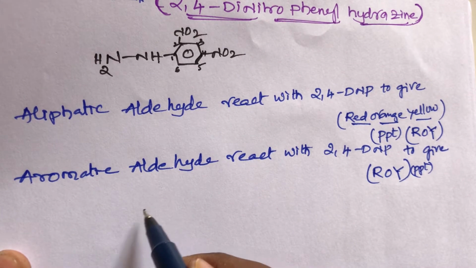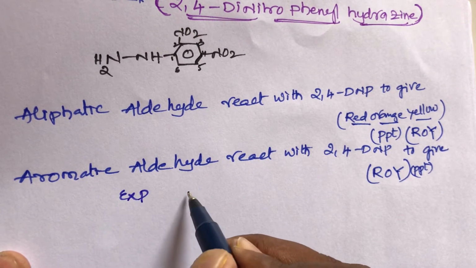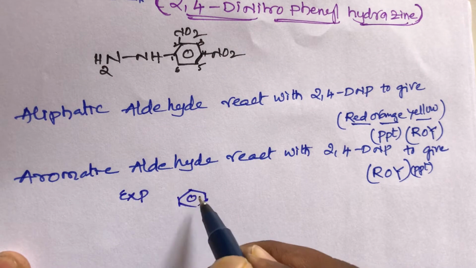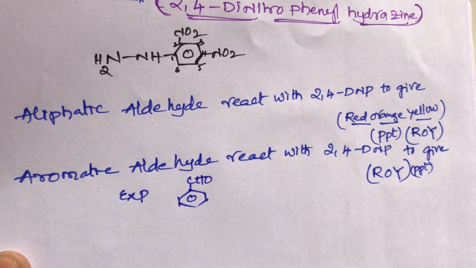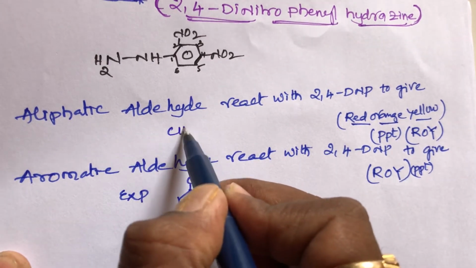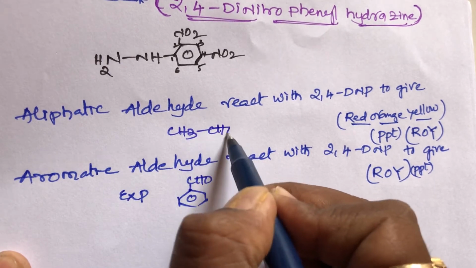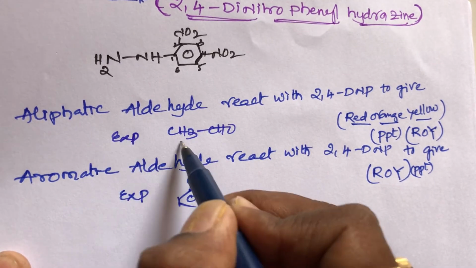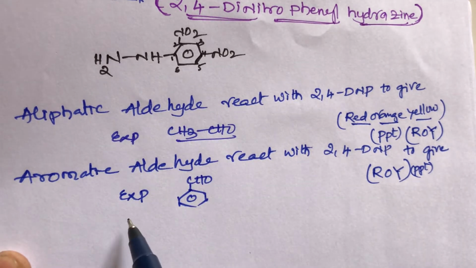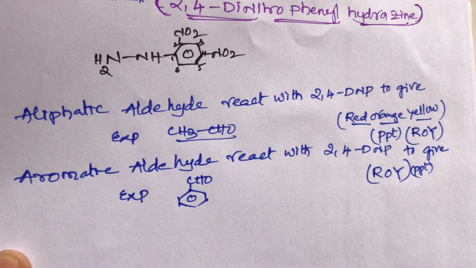The example of aromatic aldehydes, what I said, is benzaldehyde. For aliphatic aldehydes, the example is CH3CHO. Aliphatic aldehyde example CH3CHO. Aromatic aldehyde example benzaldehyde. This is simple. Both aliphatic aldehydes and aromatic aldehydes react with 2,4-DNP to give a red, orange, yellow precipitate.